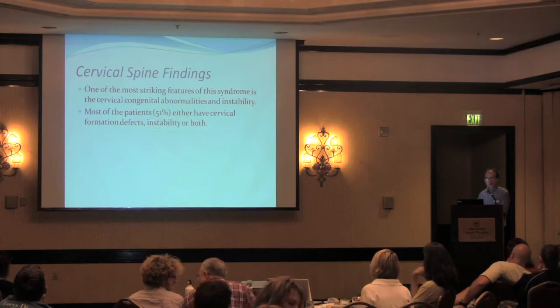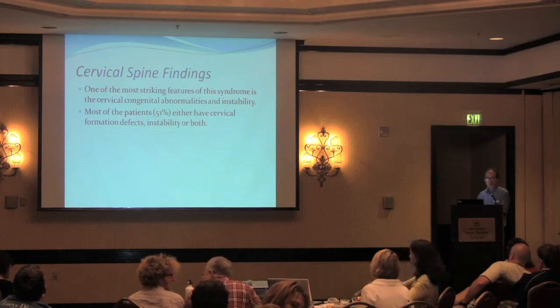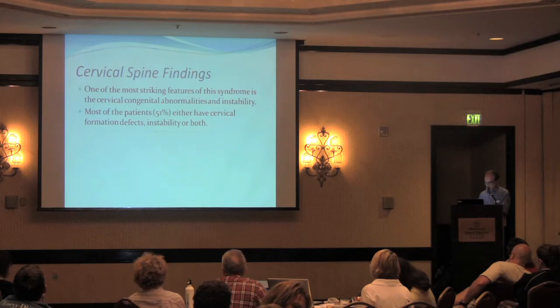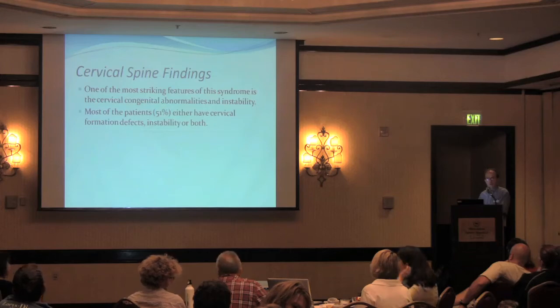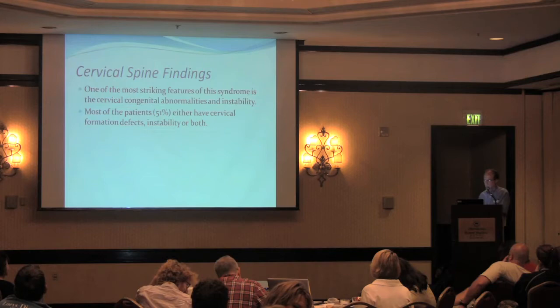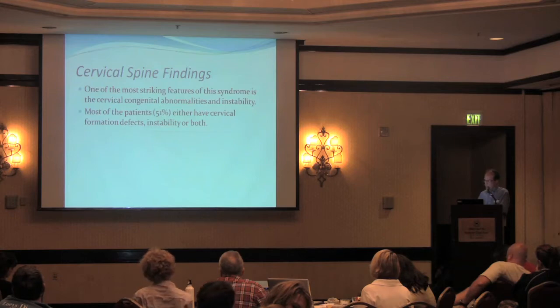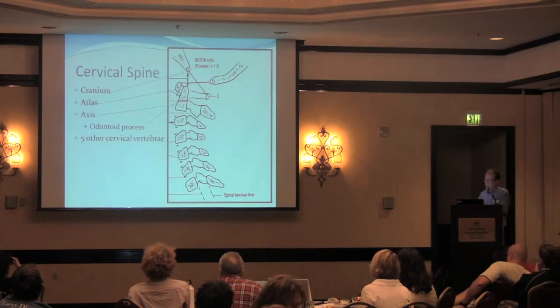One of the most striking findings in Loeys-Dietz syndrome involves the neck or the cervical spine. There's often deformity and instability resulting from both the loose ligaments and also the developmental effects of this syndrome. At least half of patients have some formation defect or instability, although it's not always a clinical or symptomatic problem.